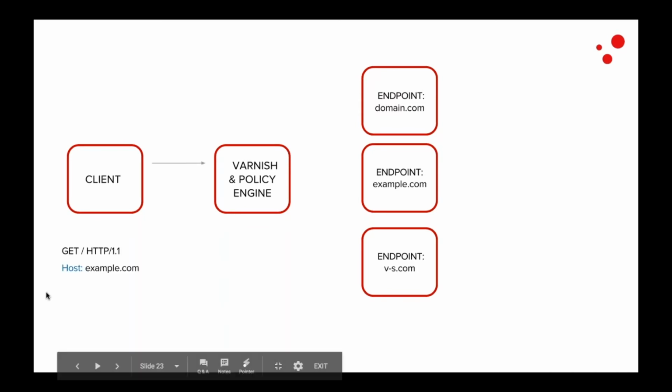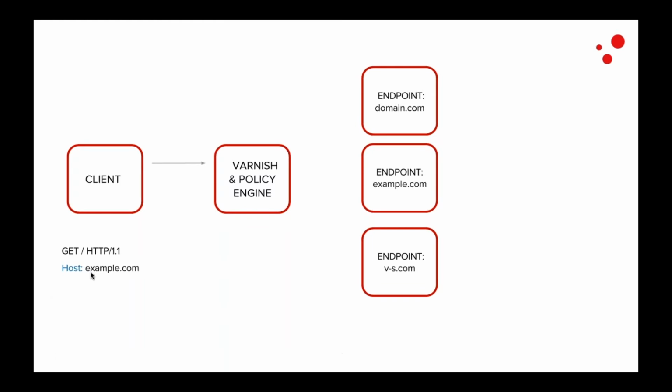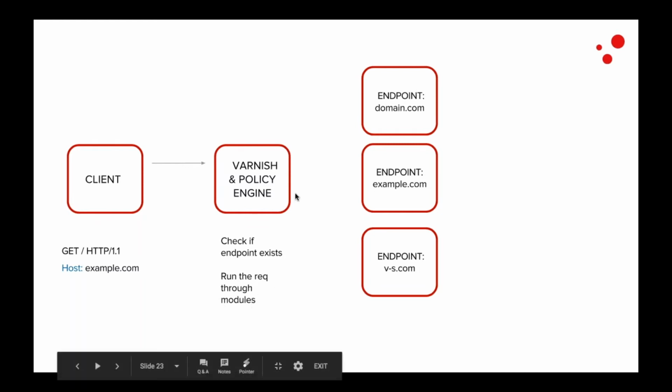So that's how the policy engine works. Client sends a request. This request is a GET request on HTTP 1.1, and the request also has a host header. So now the policy engine will have to check if the indicated host actually exists. And among the 3 hosts we do have an example.com. So now it does exist.